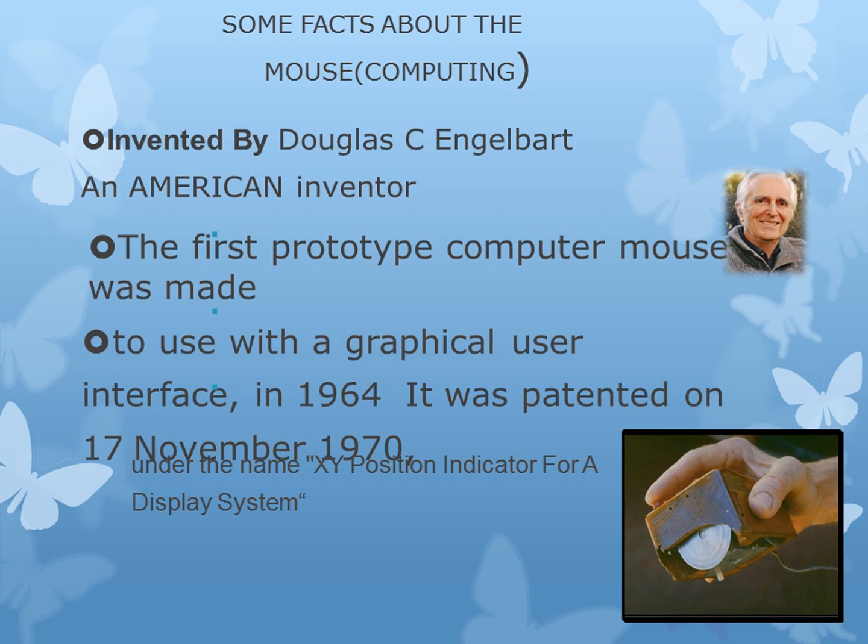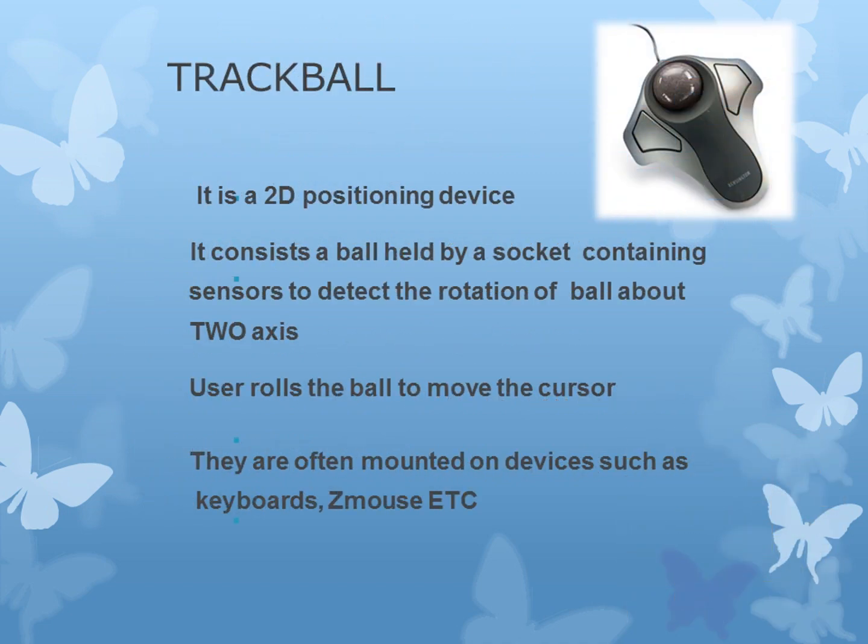Here are some facts about the mouse. The mouse was invented by Douglas C. Engelbart, an American inventor. The first prototype computer mouse was made for use with a graphical user interface in 1964. It was patented on 17 November 1990.